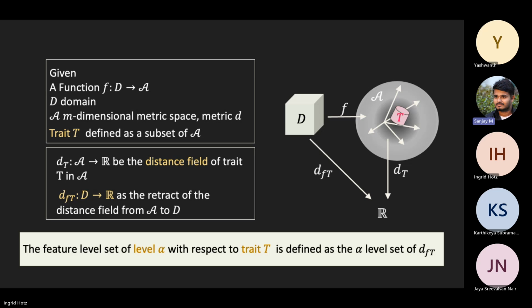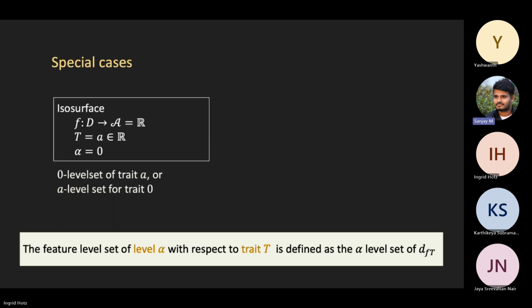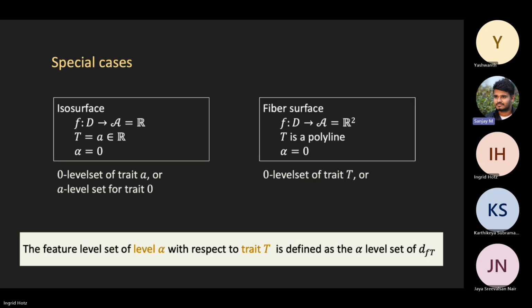There are special cases for sure, which include standard isosurfaces. There, the trait is just a point on my line. Something else is called fiber surfaces, which people from visualization can maybe relate to. It's also the case that, instead of a point, we have a line. If we look at the three images, we can model this as a zero level set of the point line.